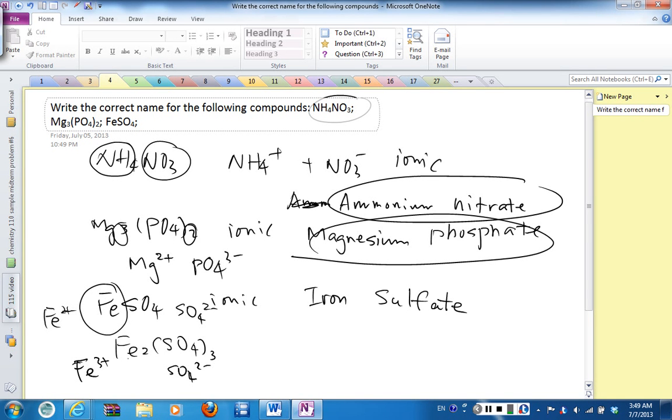And with metal cations that could have variable charges, like transition metals, when we're naming the compounds, we need to show the charge on the metal cation to avoid any confusion. Now, in the parentheses, we're going to put in Roman numerals that match the charge on the metal cation. In this case, 2. So FeSO4 is iron(II) sulfate.